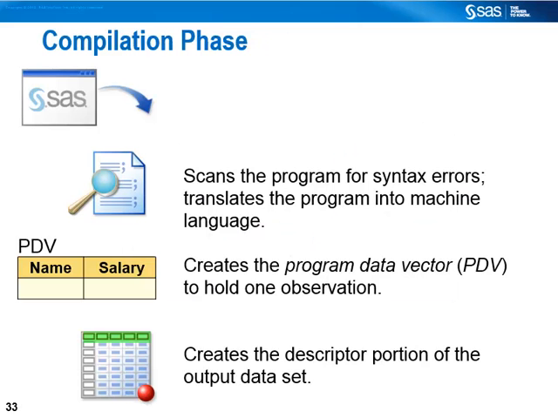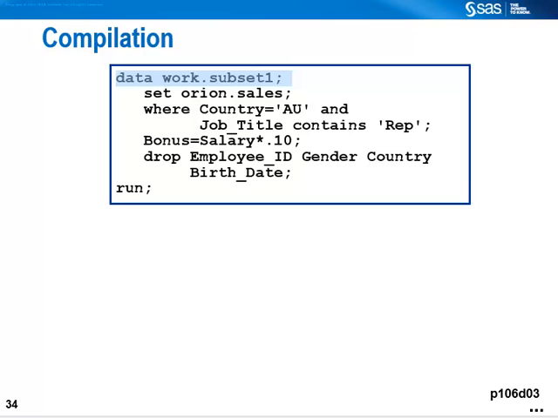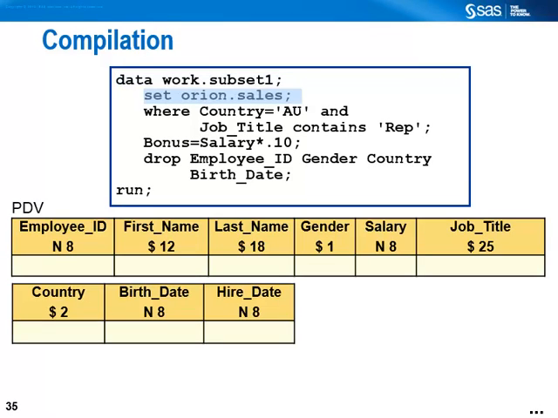Compilation phase. During the compilation phase, SAS checks the syntax of the data step statements. It translates the program into machine language. It creates a program data vector, PDV, to hold the current observation, and creates the descriptive portion of the new dataset. Compilation phase: the program data vector is created. The program data vector is the area of memory where SAS builds a dataset.